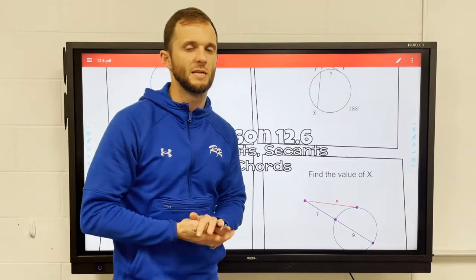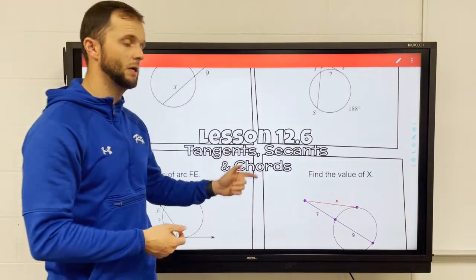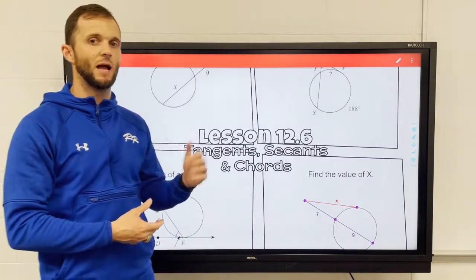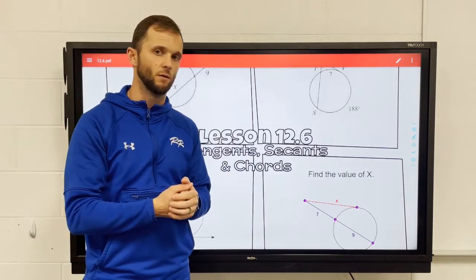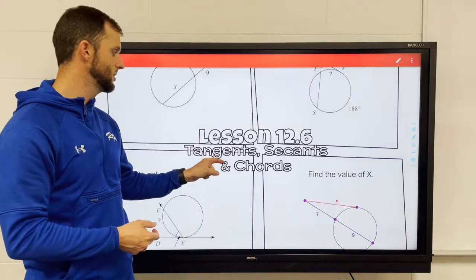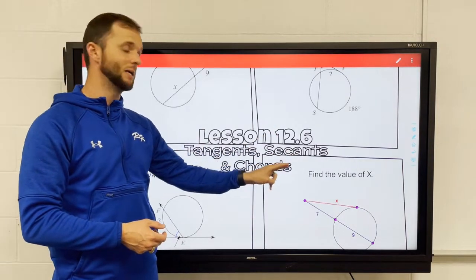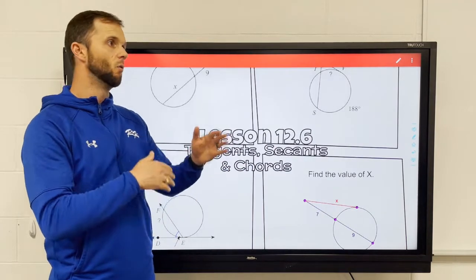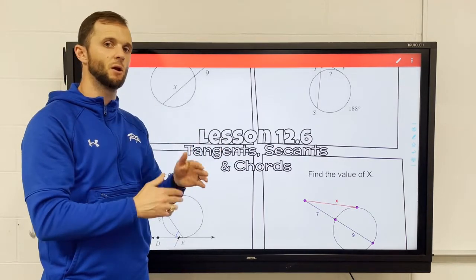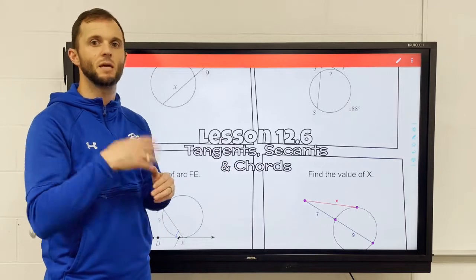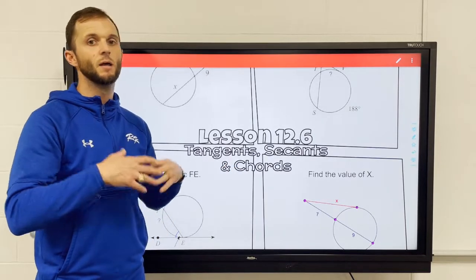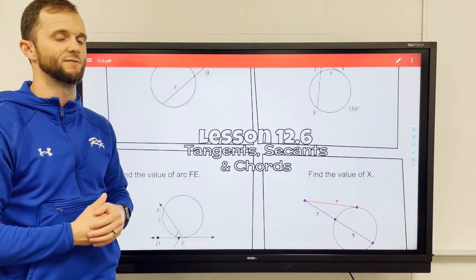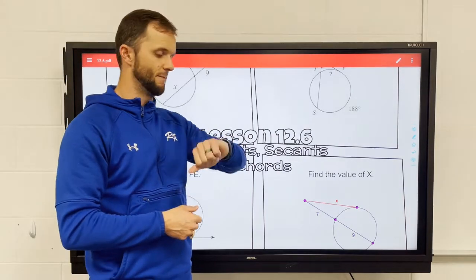So today we're moving into 12.6, which is actually taking all three of the things that we've learned in the last three lessons and kind of tying them together a little bit. So we're going to be taking tangents, secant lines, and chords and basically putting those together, meaning one line might be a tangent, one line might be a chord, or one might be a secant and one might be a tangent line. Just putting them together and showing you the different relationships between those and the formulas you can use to find those, okay? So let's jump into that.